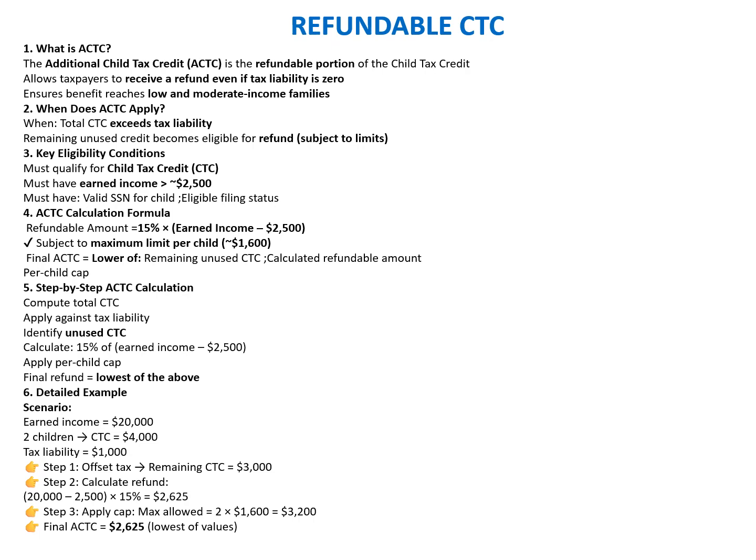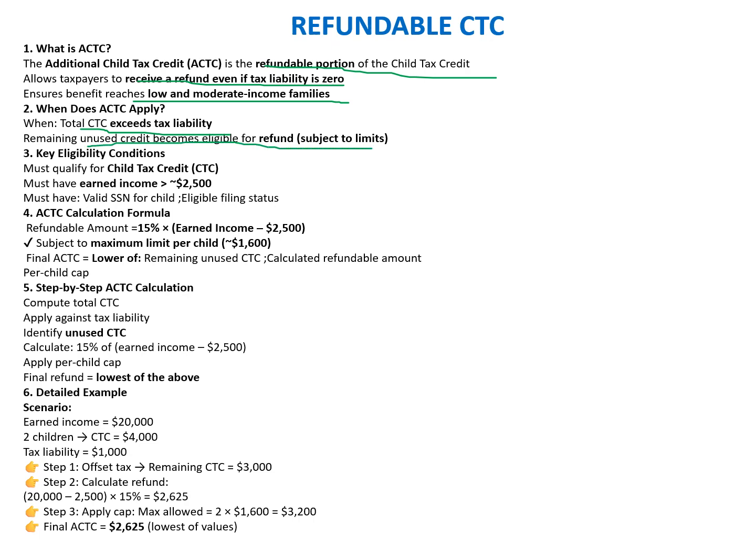And what is ACTC? The additional child tax credit is the refundable portion of the child tax credit and allows the taxpayer to receive a refund even if tax liability is zero, which ensures the benefit reaches low and moderate income tax families. So when does ACTC apply? When the total CTC exceeds the tax liability. In this condition, the remaining unused tax credit becomes eligible for the refund.